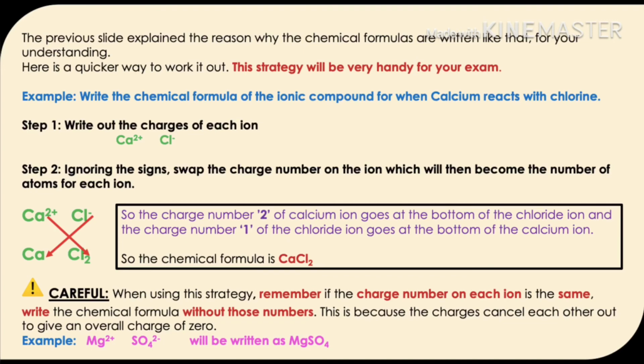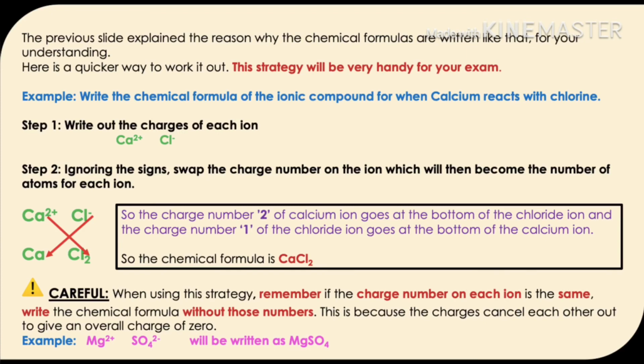Example, write the chemical formula of the ionic compound for when calcium reacts with chlorine. Step 1. Write out the charges of each ion. So the calcium ion is +2 and the chloride ion is -1. Step 2. Ignoring the signs, swap the charge numbers on the ions, which would then become the number of atoms for each ion. So the charge number 2 of the calcium ion goes at the bottom of the chloride ion, and the charge number 1 of the chloride ion goes at the bottom of the calcium ion. So the chemical formula is CaCl2.